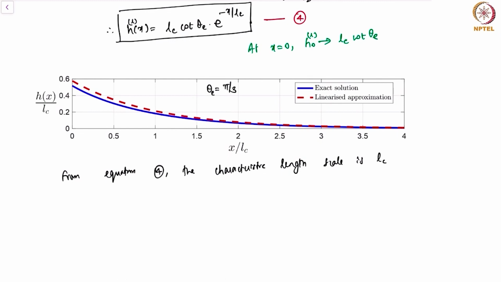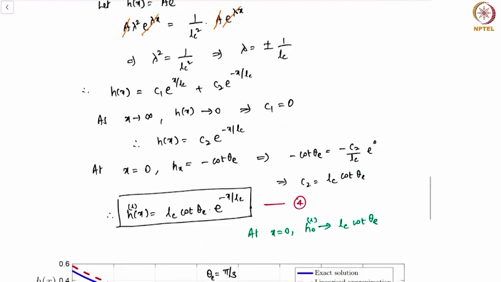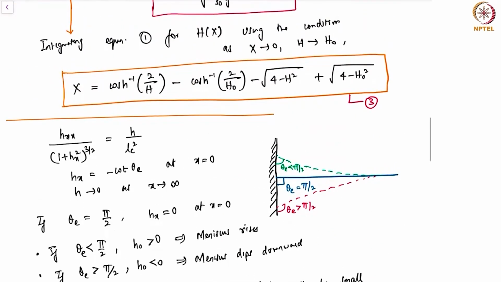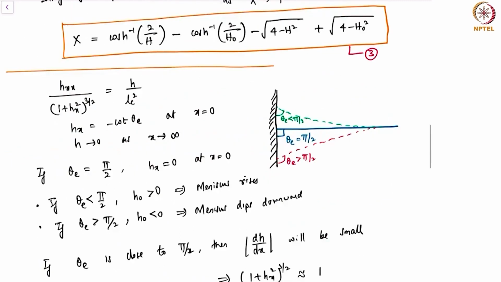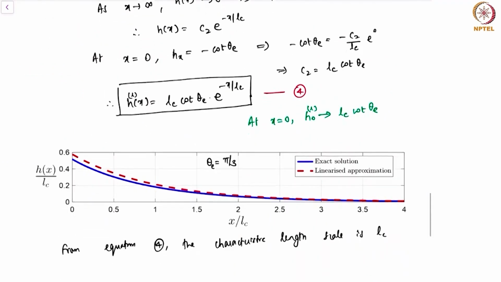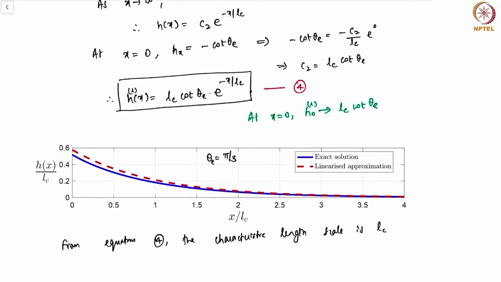Okay. So now we have basically got the solution of the meniscus from the full equation. That's the nonlinear equation, equation number 3. We've also got the height of the meniscus that meets the wall. That's the exact height. And finally, we've also got an approximate solution. And we see that the approximate solution gives us a very simple, elegant result. It gives us a decaying solution, right?